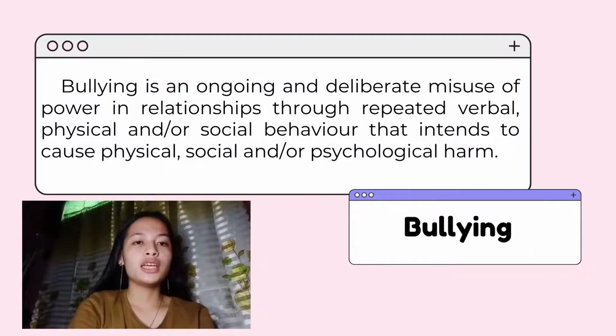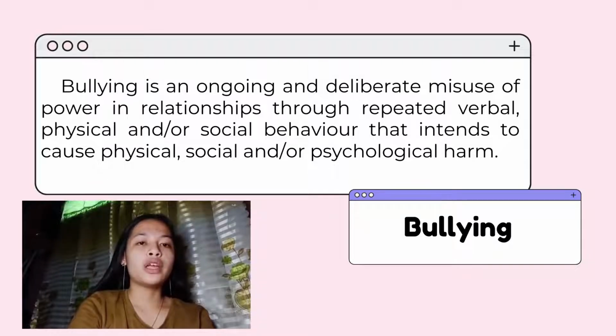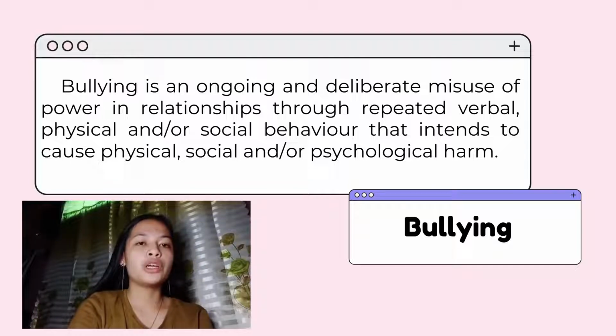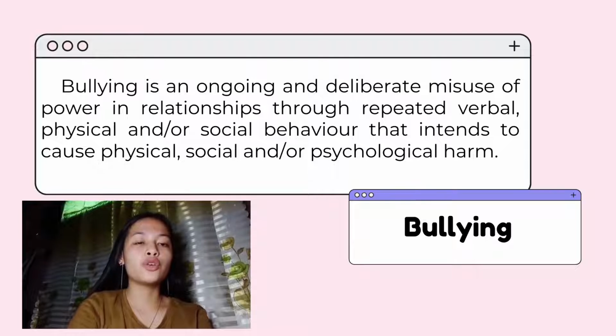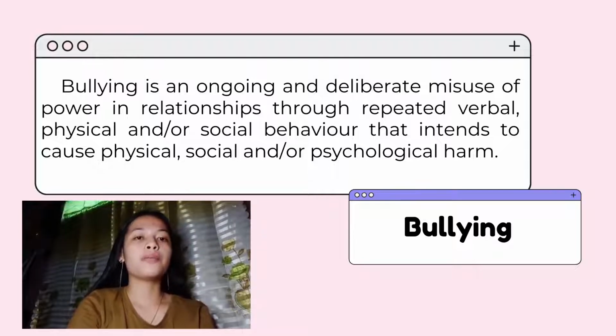Bullying. Bullying is an ongoing and deliberate misuse of power in relationships through repeated verbal, physical, and social behaviors that intend to cause physical, social, and psychological harm. It can involve an individual or a group misusing their power or perceived power over one or more persons who feel unable to stop it from happening.